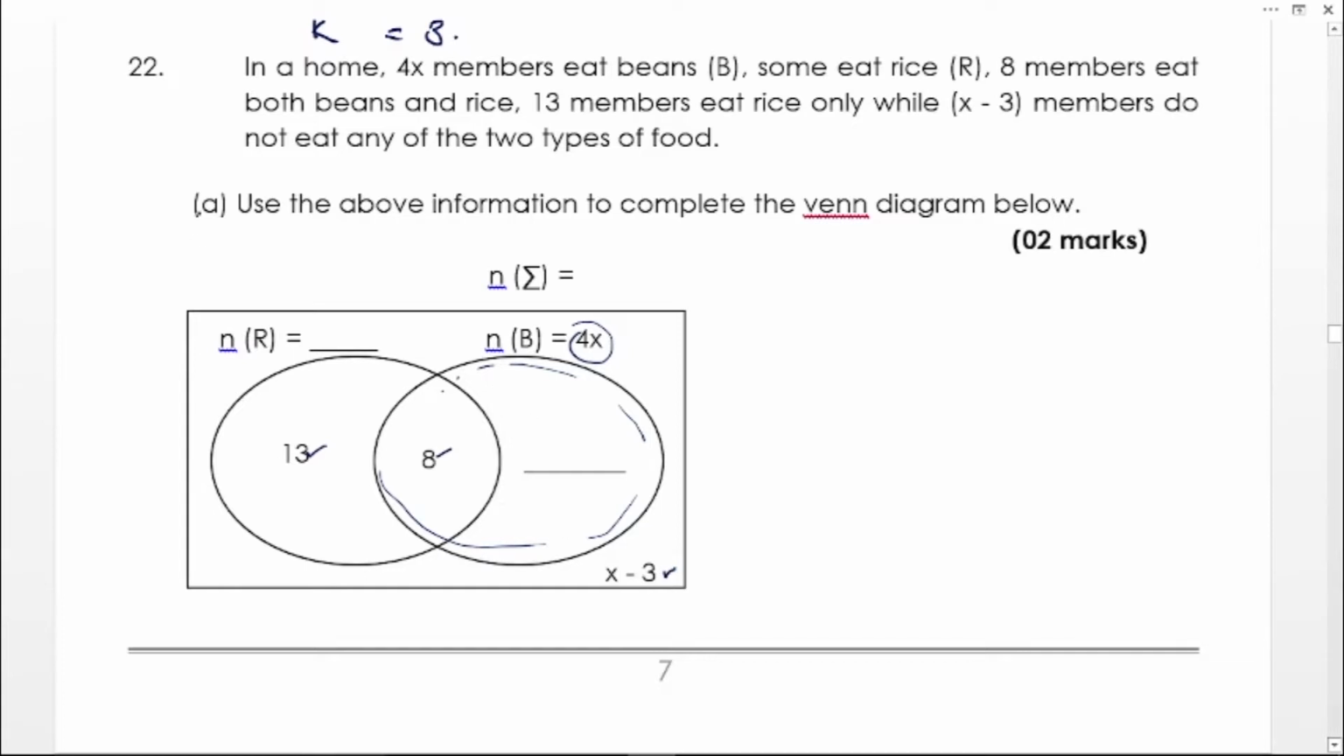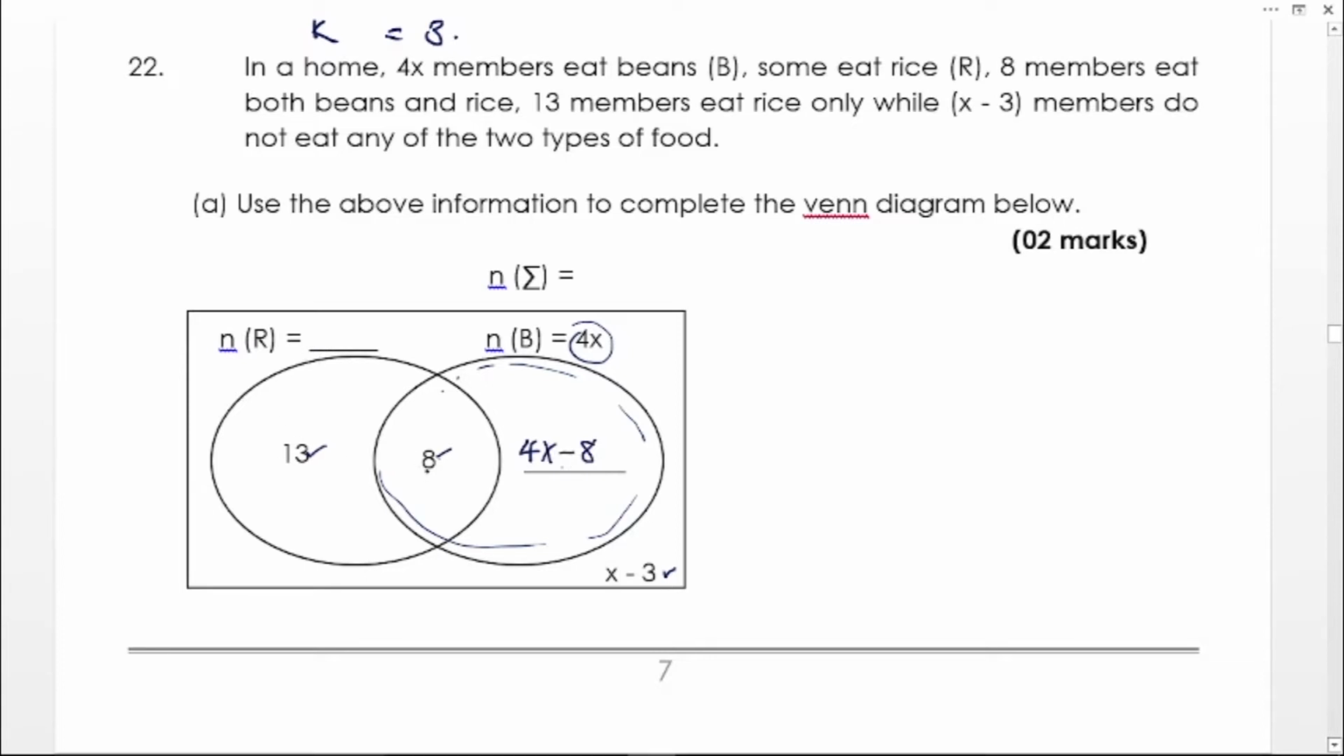Now they are telling us to use the above information to complete the Venn diagram. The Venn diagram requires us to get this one here. To get this one, when I add what is here, I get 4x, meaning that the total number of those who eat beans, take away the number of those who eat both beans and rice, the balance will be for beans only. Now when we come to this one, they want me to get the total number of those who eat rice.